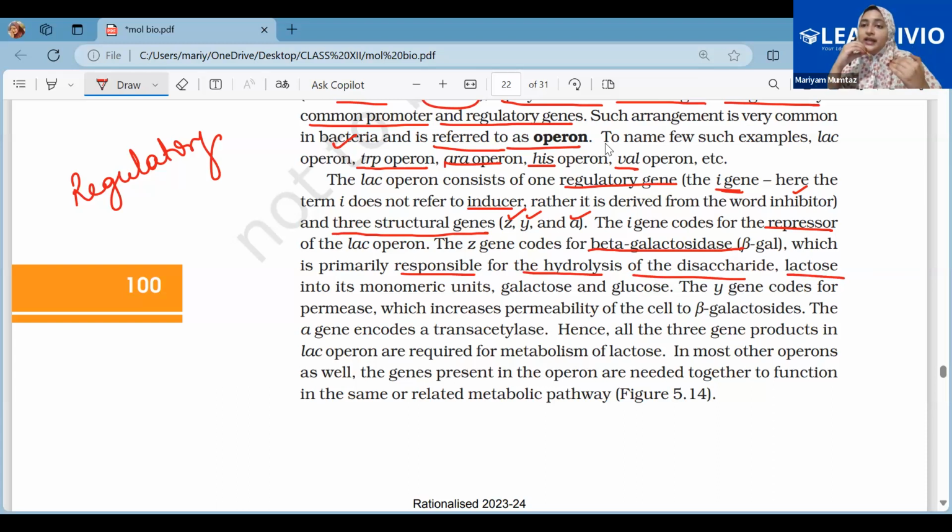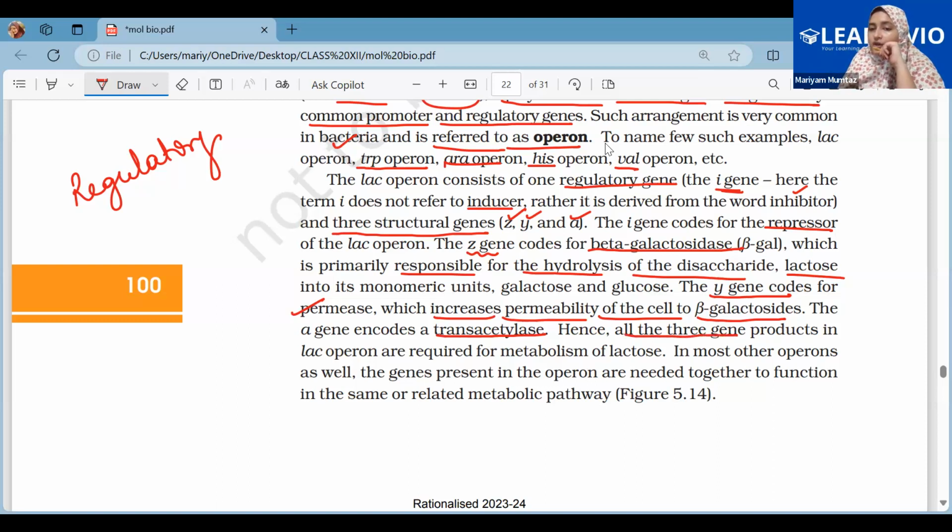So remember, we talked about beta galactosidase. It breaks down lactose into galactose and glucose. This is beta galactosidase, and it is coded by the Z gene. Later on, the Y gene codes for permease. It has to do with permeability, so it increases the permeability of the cell to beta galactosides. Now, the A gene encodes transacetylase. Each and every gene is responsible for a given function that it has to perform.